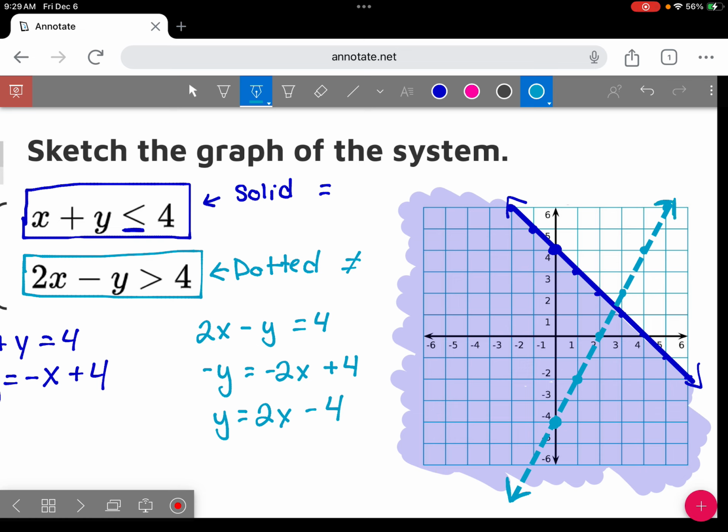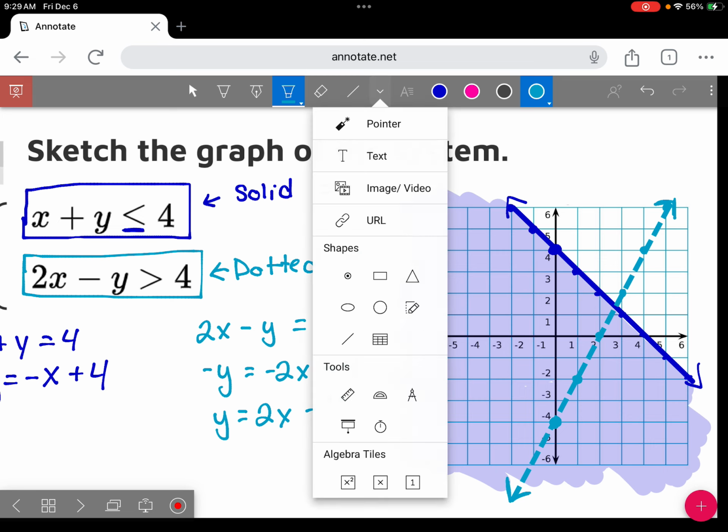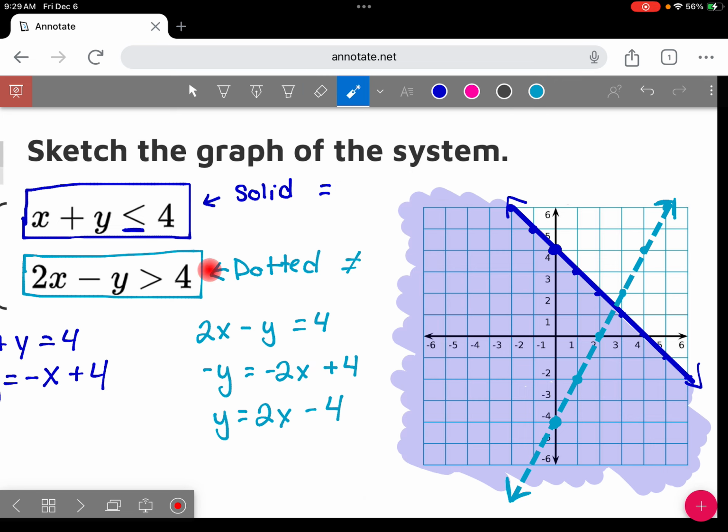Then we need to figure out our shading because this one gets shaded too. I need all the values where my 2x minus y is greater than 4. So then, I always go back to the original. Let me get my laser pointer back. Go back to my original. So it's a little harder to spot them when we have x's and y's on the same side of the equal sign.